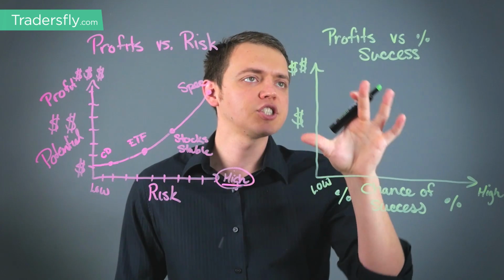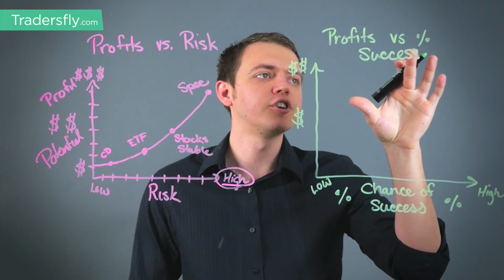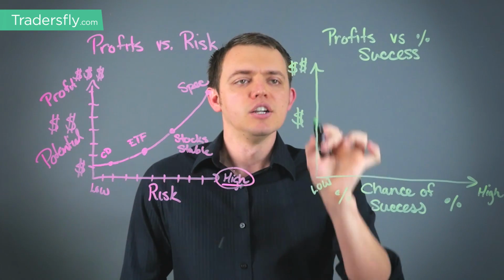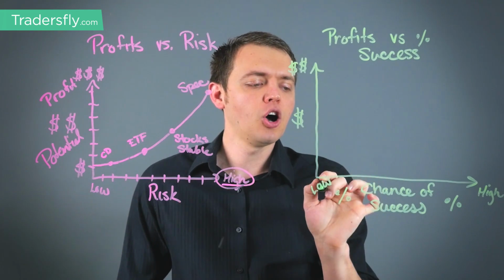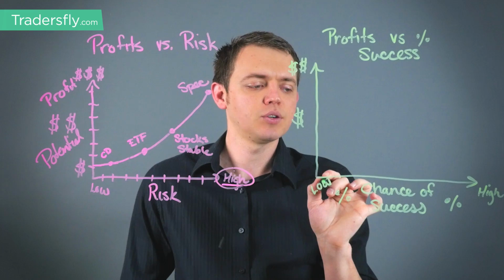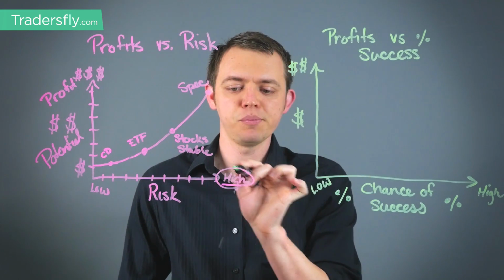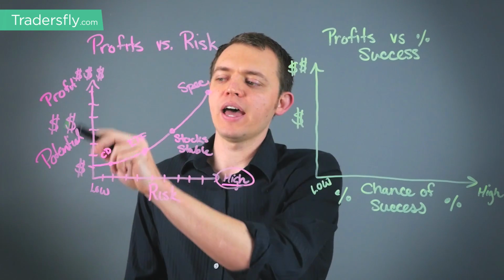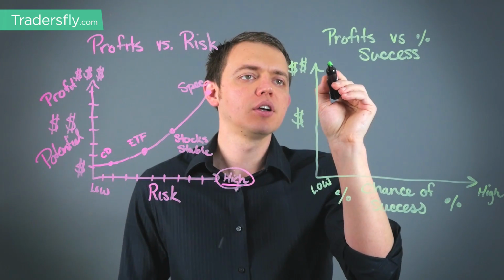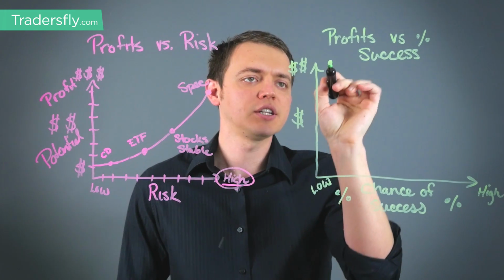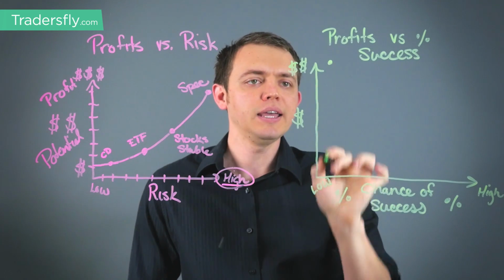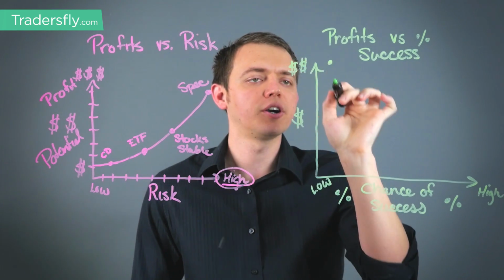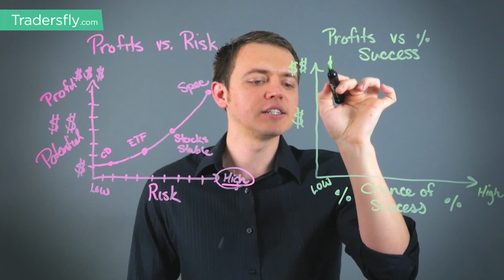Now here on this other side, we have the profit versus the percentage chance of success. When you have a low chance of success, which means you'd be in the high risk area, you have that higher profit potential. So it would be somewhere over here. Let's just put a dot in the upper end, top left area of this chart. So this is how things start out.